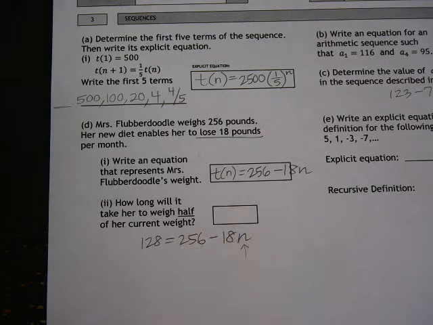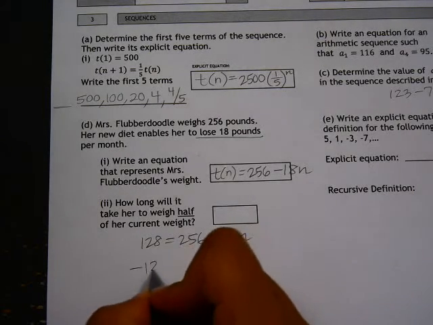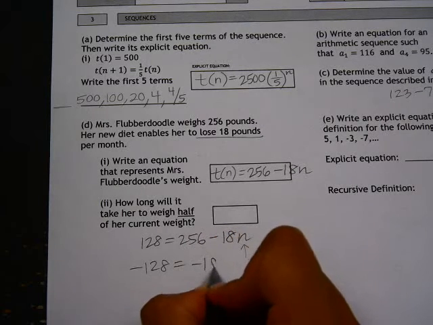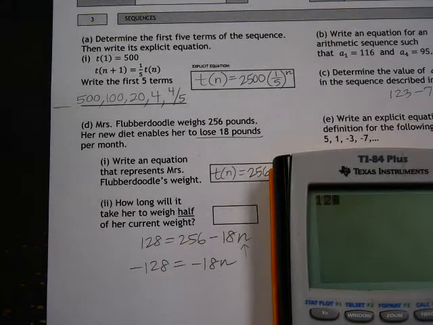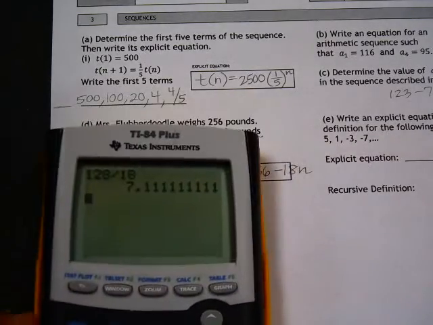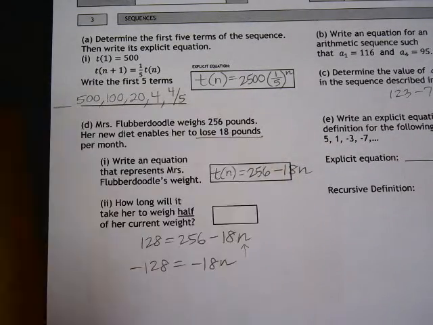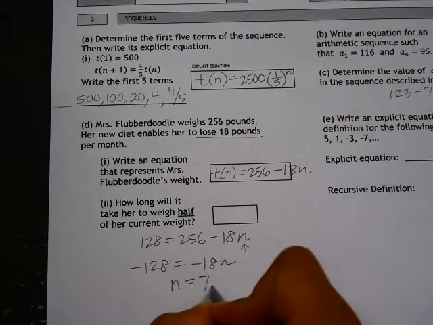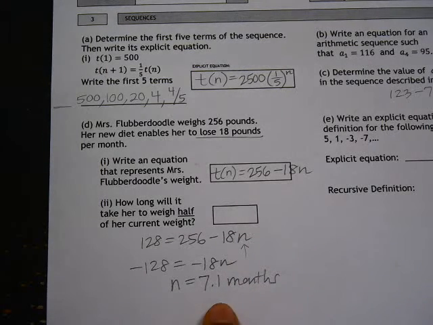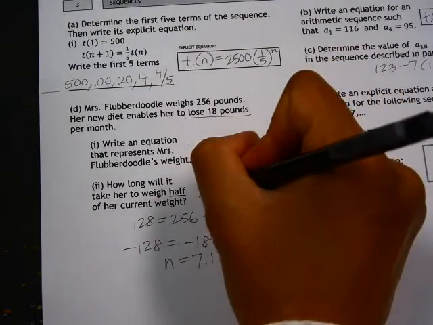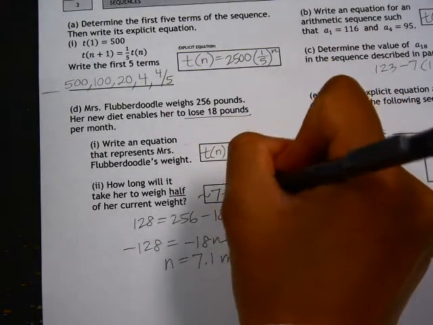So I'm going to subtract 256 from both sides. It'll be negative 128 equals negative 18n, and then dividing both sides by 18, this is 7.1 months. And we can approximate this answer, so I'm going to say approximately 7 to 8 months.